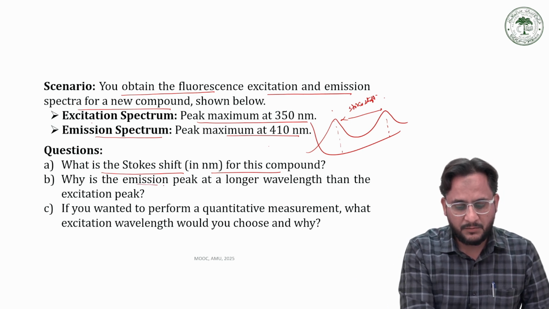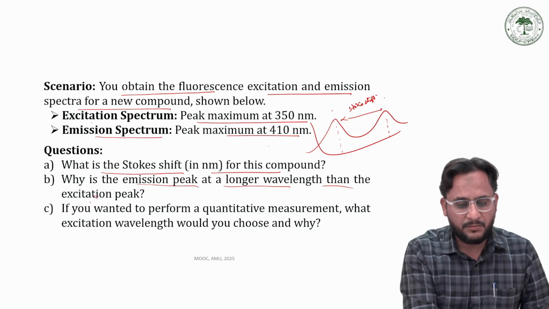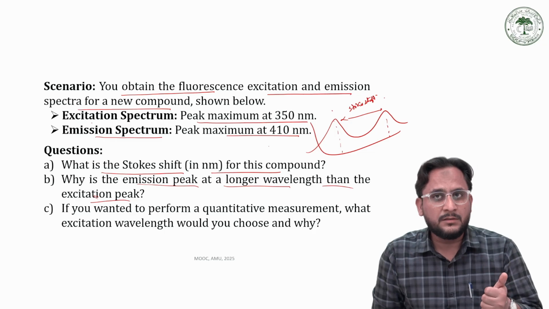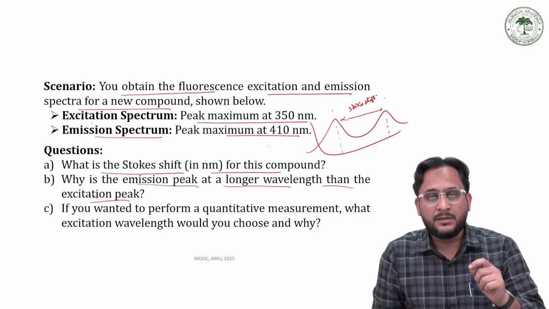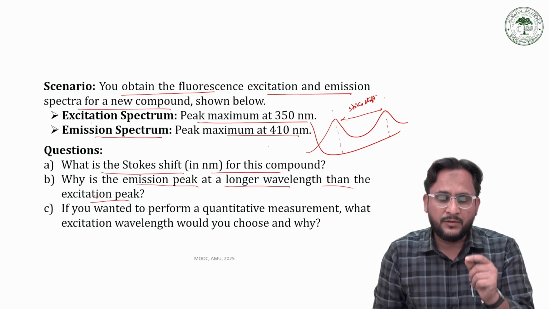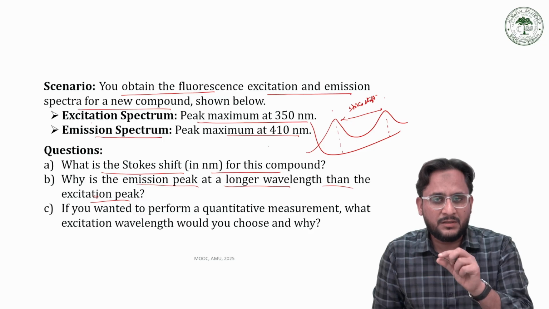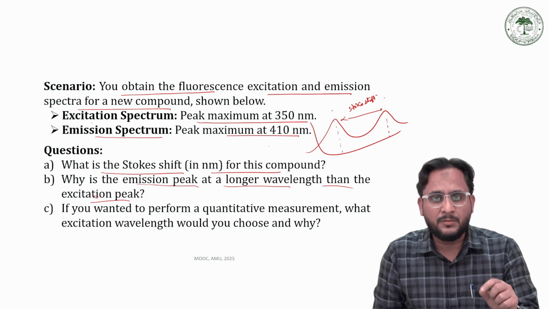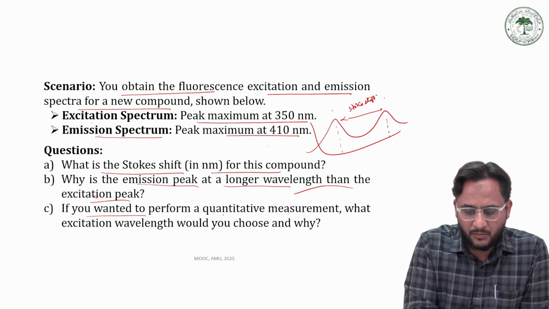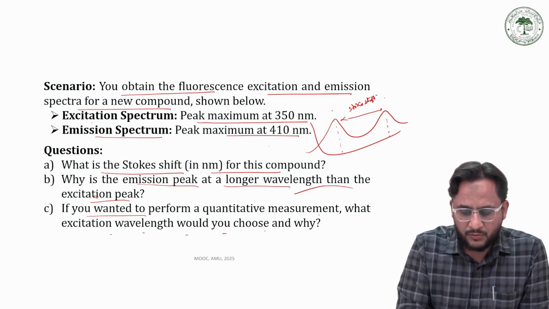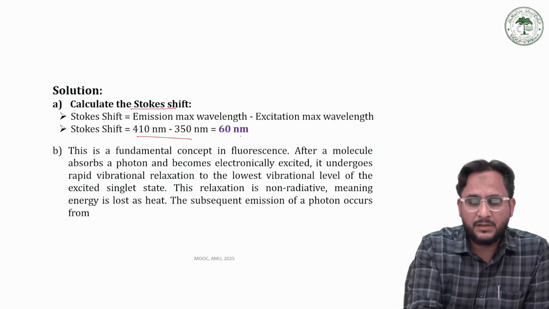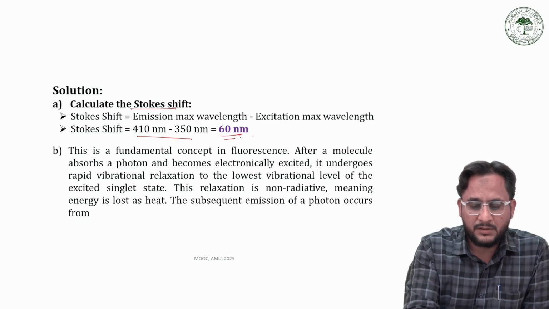Then the second question, why is the emission peak at a longer wavelength than the excitation peak? We all know that due to vibrational relaxation in the excited state as well as internal conversion, some energy is lost as non-radiative energy, and the remaining amount of energy is emitted when the electron comes back. So this energy is always lesser than the energy which is absorbed, and therefore the emission occurs at longer wavelength. If you want to perform a quantitative measurement, what excitation would you choose and why? This we'll discuss. So again, the Stokes shift, just by subtracting the excitation and emission wavelengths, we get 60 nanometers.